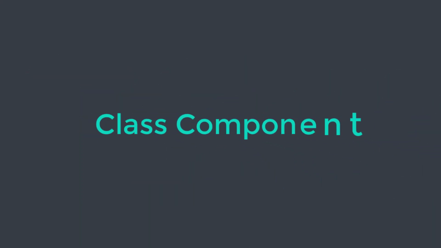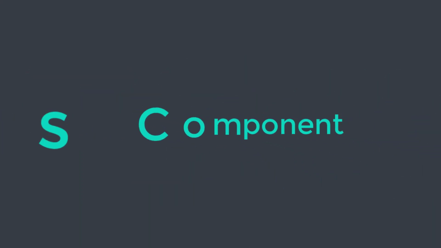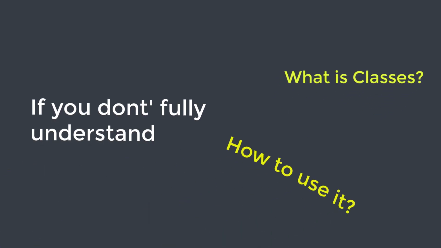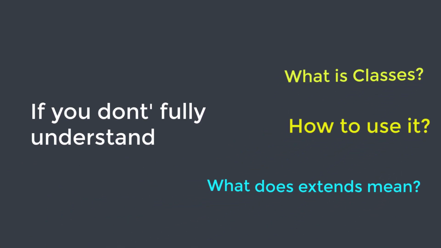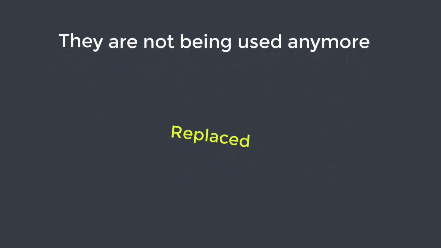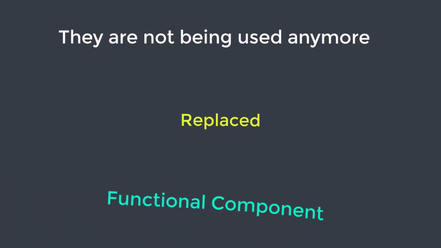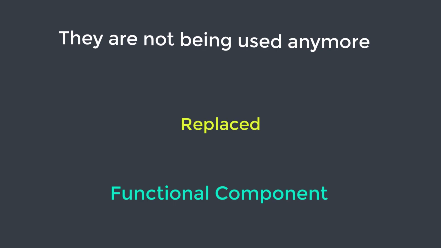The structure of the class based component is a class, the name of the component, then extends Component, and then render whatever you would like to display in the browser. So this is the class based component. If you are wondering about classes and the extends keyword, how to use it and what it is, don't worry, because we are not using class components anymore in React.js. We are focusing on function components because they are simple and easy to write with less code. Class components are no longer used.